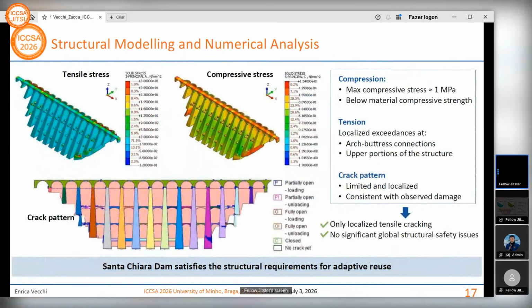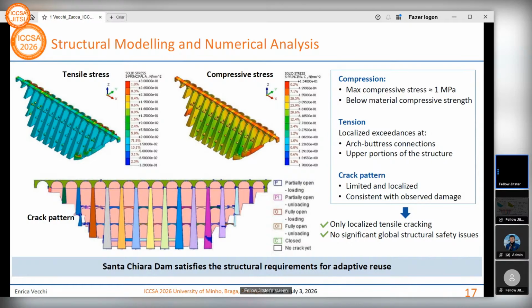Finally, we analyzed the tensile distribution and the predicted compressive stress. The compressive stress remained very low in the overall structure, as you can see from the top right figure. The maximum value is approximately 1 megapascal, and it is significantly lower than the compressive strength of both materials, masonry and concrete. This is mainly because the structural behavior of the dam is dominated by its self-weight, and not by the contribution of the cloud load.